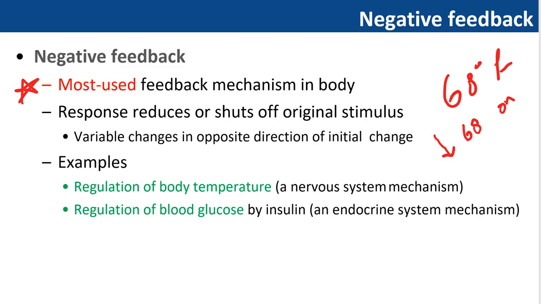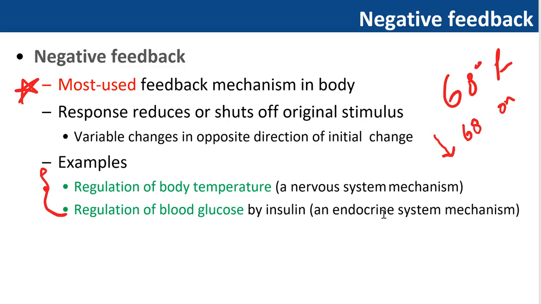So here you can see these two important examples of how our body can regulate body temperature by negative feedback. This is a mechanism through our nervous system. And the way our body regulates blood glucose is based on a negative feedback mechanism through our endocrine system. Do you remember? These two systems are the major systems in our homeostasis.